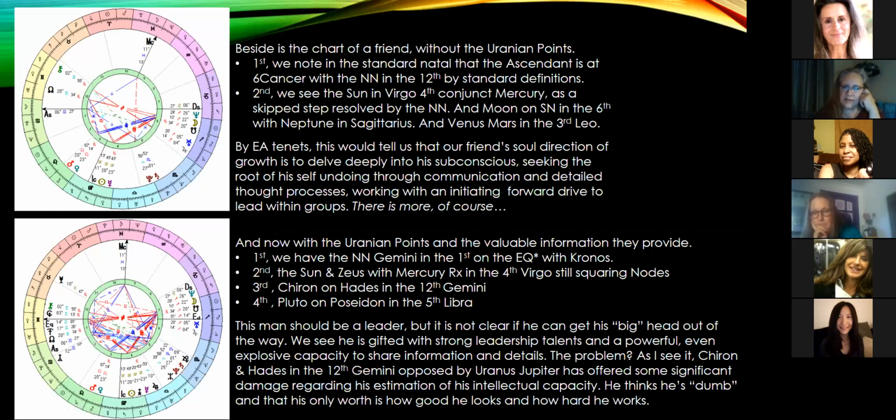The Chiron and Hades in the 12th and the Pluto on Poseidon. Poseidon, if we recall, is super Neptune. Poseidon is seeking your spiritual soul growth that way. So Pluto to that in the 5th in Libra, he may find his soul growth through his children, perhaps. But anyway, breaking it down just briefly, this man really should be a leader. That Kronos, that Zeus on the sun with Mercury, that Kronos to the Equatorial Ascendant, he should be a leader.